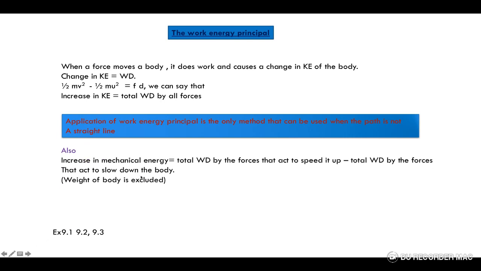Also, increase in mechanical energy is equal to total work done by all the forces that act to speed it up minus total work done by the forces that act to slow down the body. That is, when there is friction, then the contact is not smooth. Here remember, the weight of the object is excluded. So what is increase in mechanical energy? It is the sum of change in kinetic energy and potential energy.